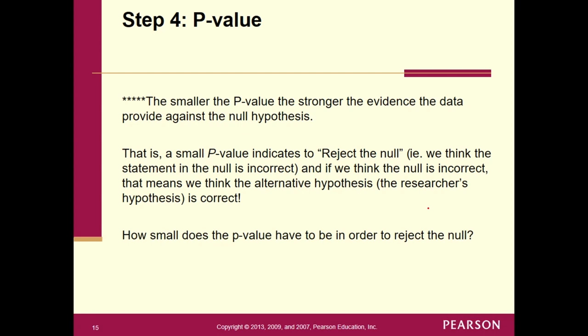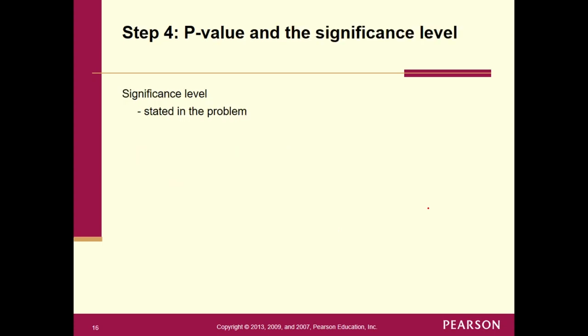So you might ask, how small does the p-value have to be in order to reject the null? One more concept: we have to talk about what's called the significance level. The significance level will be stated directly in the problem. There's a symbol for it. It's alpha. Alpha is the first letter in the Greek alphabet. It's a lowercase alpha, looks like a little fish. It's the cutoff.